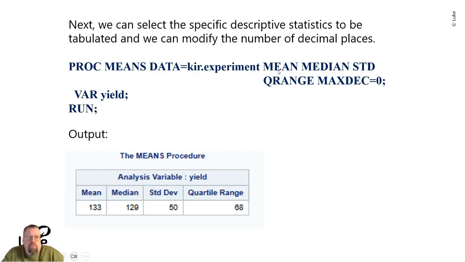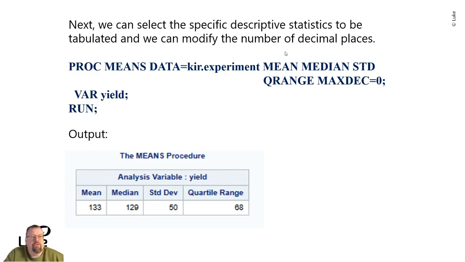In the last output, we maybe wanted to change a few of the descriptive statistics, so we wanted to add some and maybe leave out some. The way we can do that is that in the proc means statement we can list the keywords and request specific descriptive statistics using those keywords. You can find from SAS help a more thorough list of keywords available. But we have here chosen mean, median, standard deviation, and quartile range.